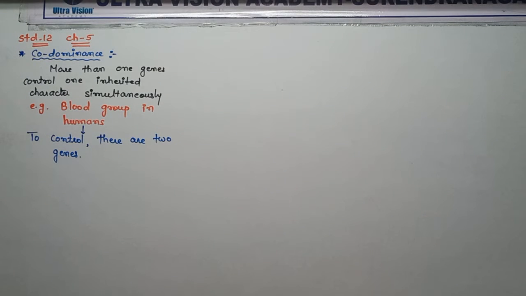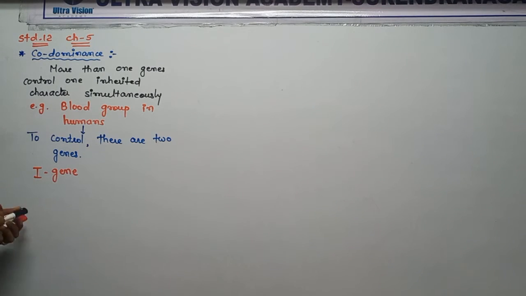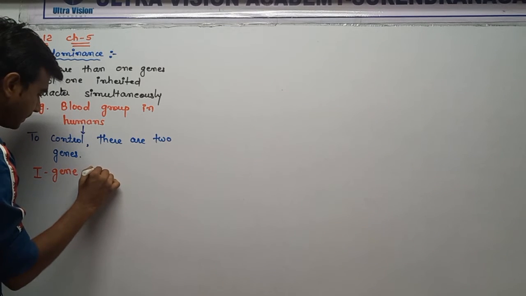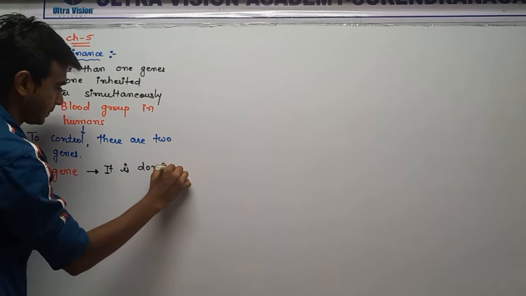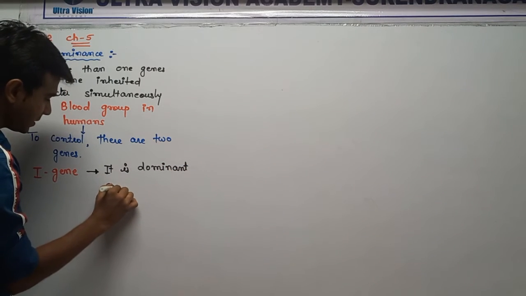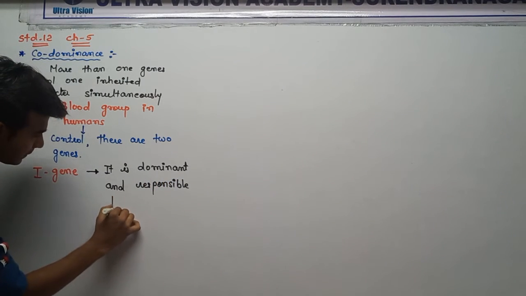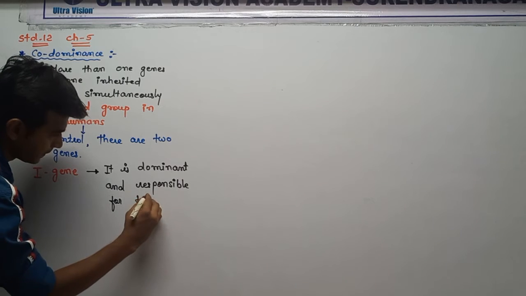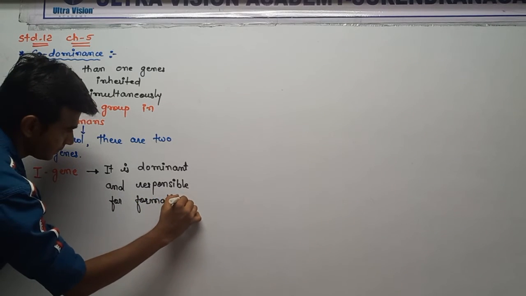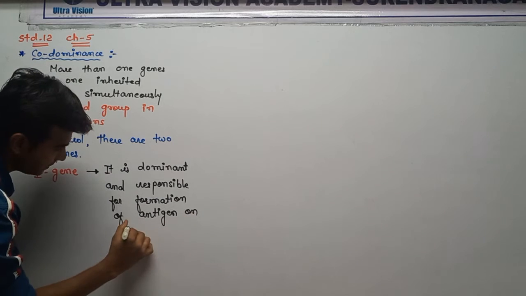To control it, there are two genes. So we say that the capital I gene is dominant and responsible for formation of antigen on RBC.